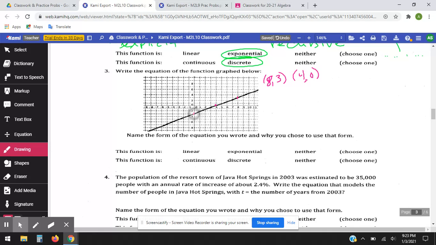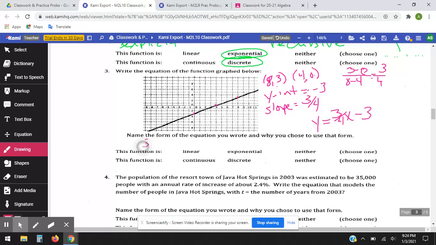And I've got a y-intercept right here. So I have a y-intercept of -3, and I can figure out my slope. So 3 minus 0 over 8 minus 4. So that'd be 3/4. So my slope is 3/4. So I can actually write my equation as y equals 3/4 x minus 3. So I did slope intercept.